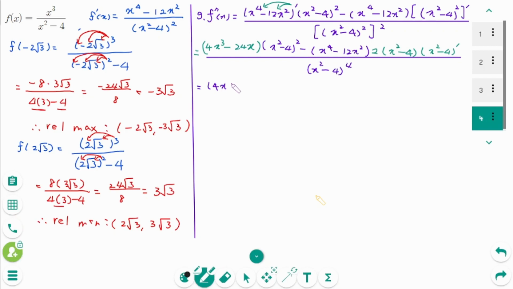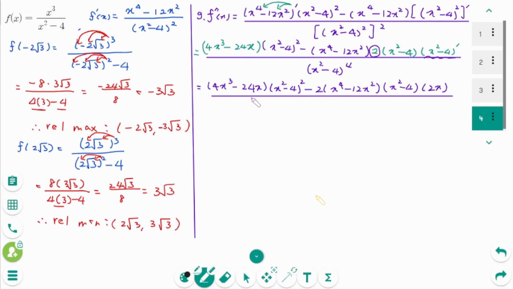Equals 4x cubed minus 24x times x squared minus 4 squared minus 2 times x to the power of 4 minus 12x squared times x squared minus 4 times 2x over x squared minus 4 to the power of 4. Then divide by x squared minus 4 on each side, then cancelled. This is 3 and 1.